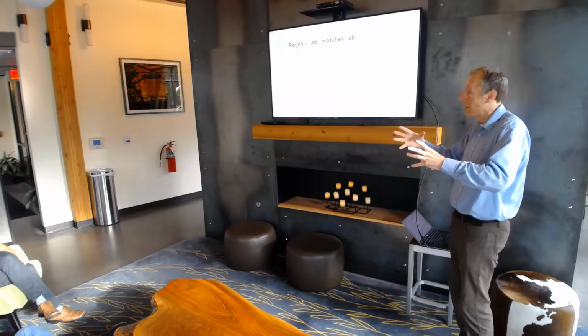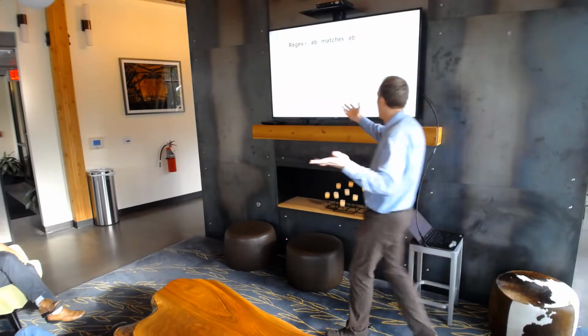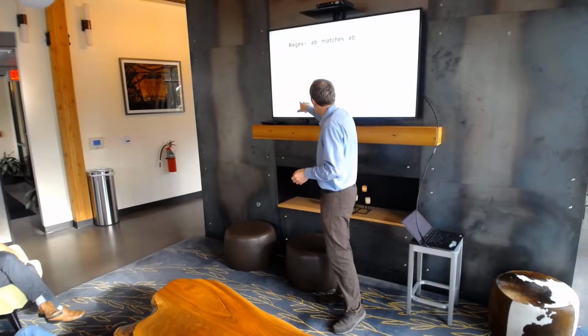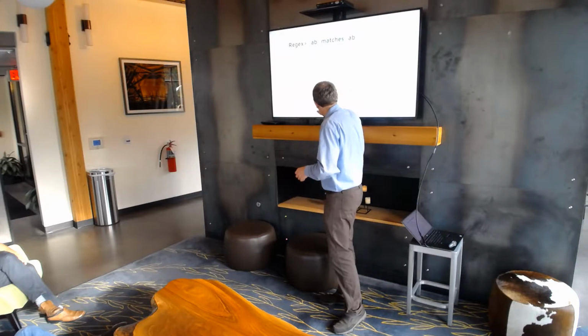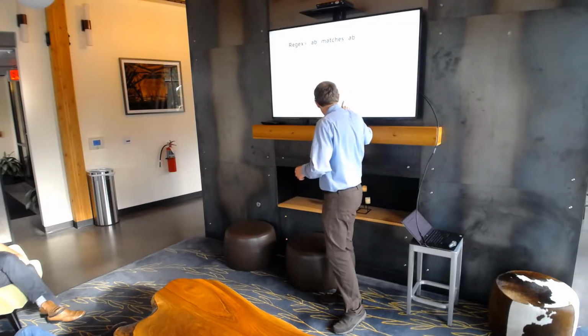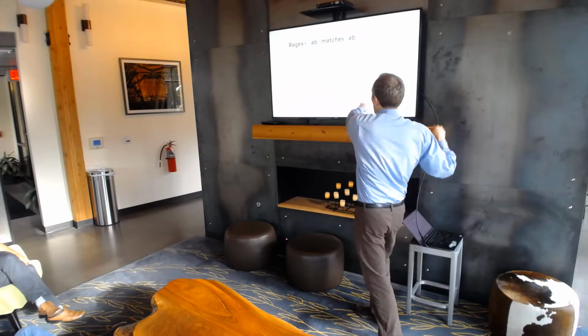Here's a classic example, right? So I want to match on A, and then I want to match on B. So it finds this one, jams it together, and then leaves the rest of it as a string.